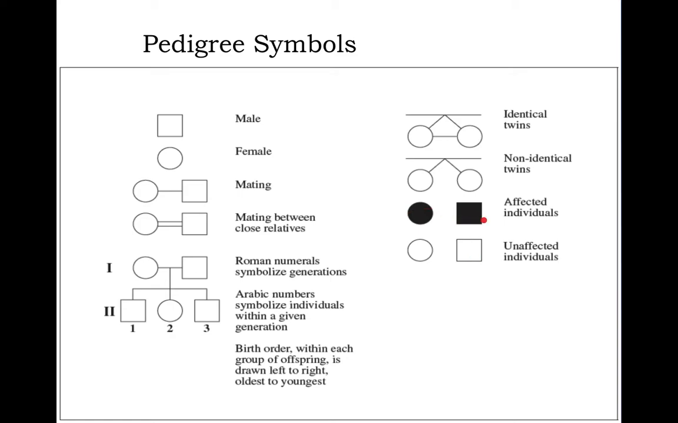It could be curly hair, it could be straight hair, it doesn't matter. It could be brown eyes, blue eyes. They have the trait. The trait could be dominant, it could be recessive, it could be X dominant, it could be X linked recessive. Unaffected individuals don't have the trait.